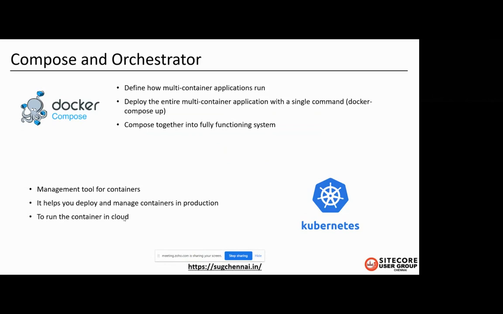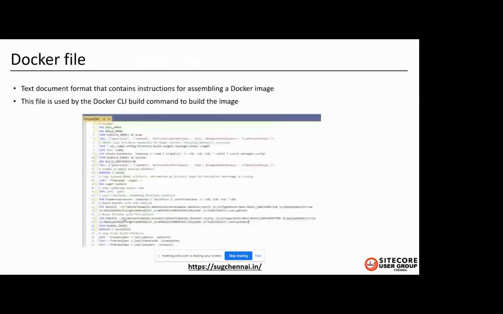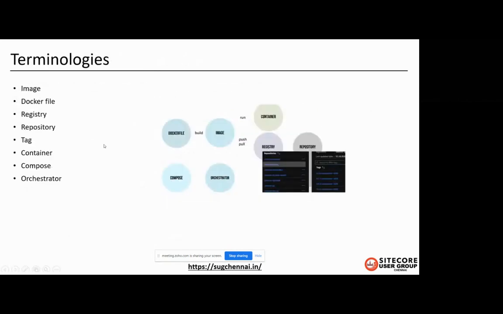So to summarize the terminologies: first we will create a Dockerfile. If you build the Dockerfile, you will get a Docker image, and if you run the Docker image, you will get a container. The container will be spun up. You can also push the images into the registry under a repository, and you can pull them at the time of deployment by configuring a CD pipeline.